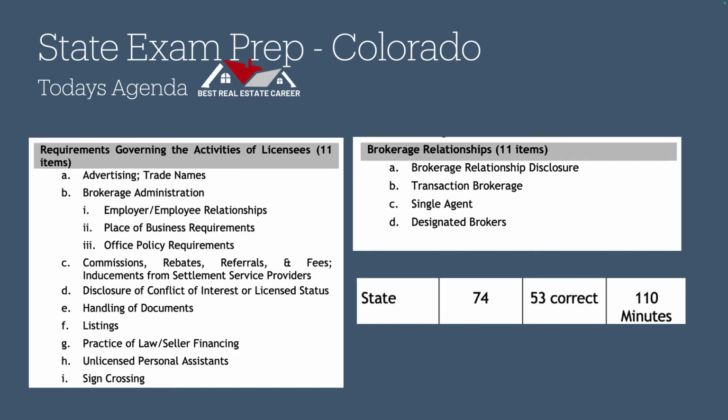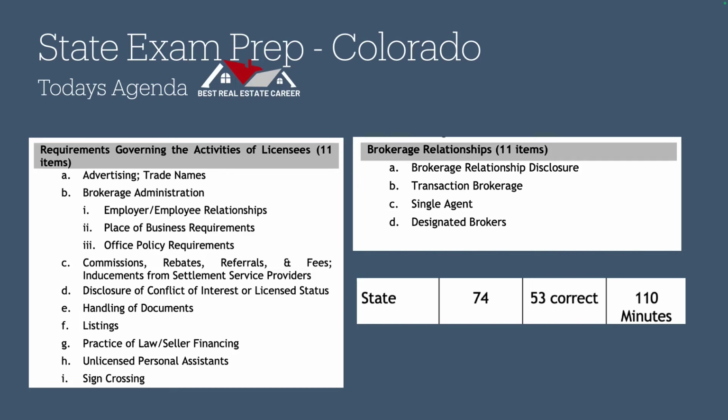We're going to go through advertising, trade names, brokerage administration, handling the documents, listings, practice of law, seller financing. That's a hot topic in 2024 with interest rates and everything going on. And then brokerage relationships. We're going to be looking at disclosures, transaction brokerage, single agent, designated broker. And so we're going to go section by section. I'm just going to call out big pieces. And today is going to be more of really just kind of cleaning up the subjects for everybody.